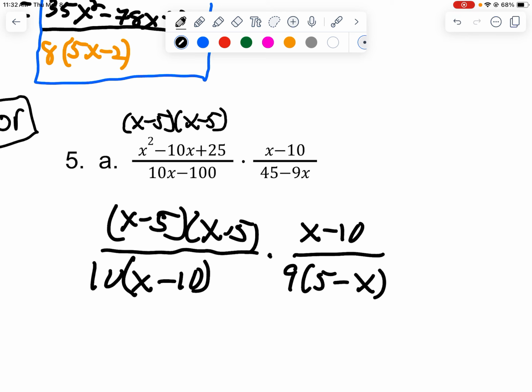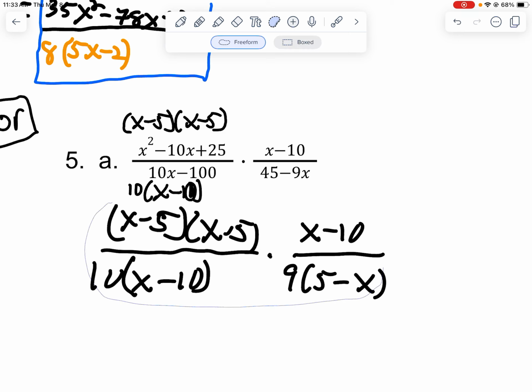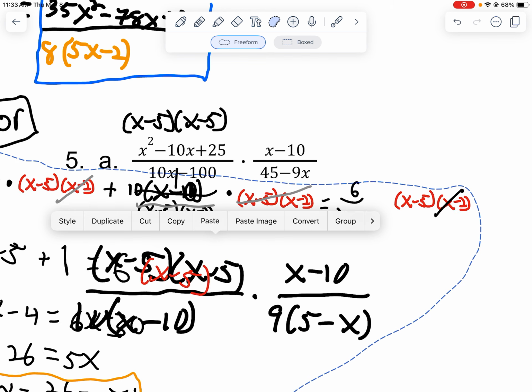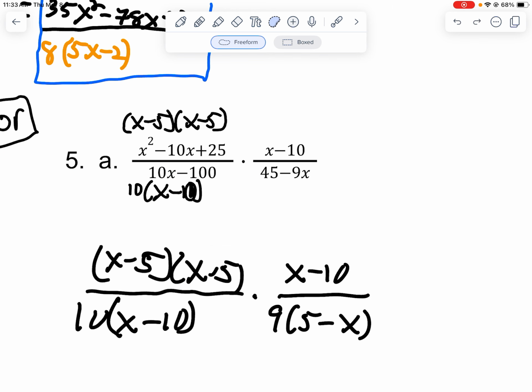On bottom, this 10x minus 100, you can factor out a 10, GCF it. And you can pull a 10 out. And that leaves you with x minus 10. Okay, I'm going to go ahead and scooch down this expression right there. Oh, that's going to move everything. Scooch down this so I have more space.